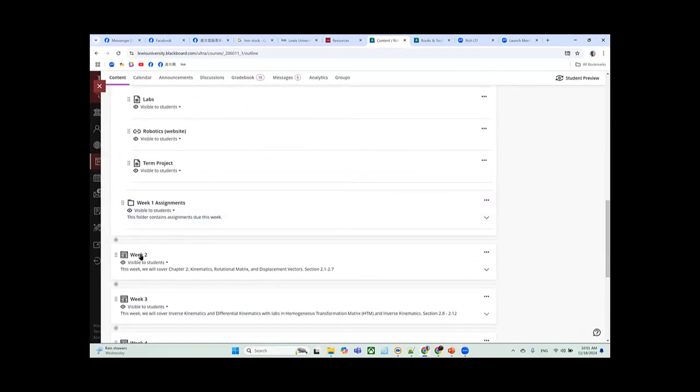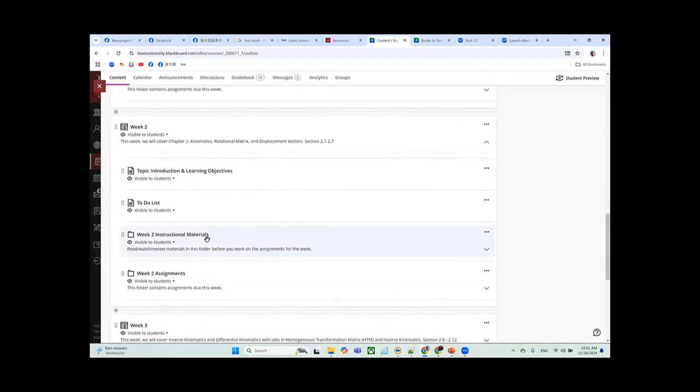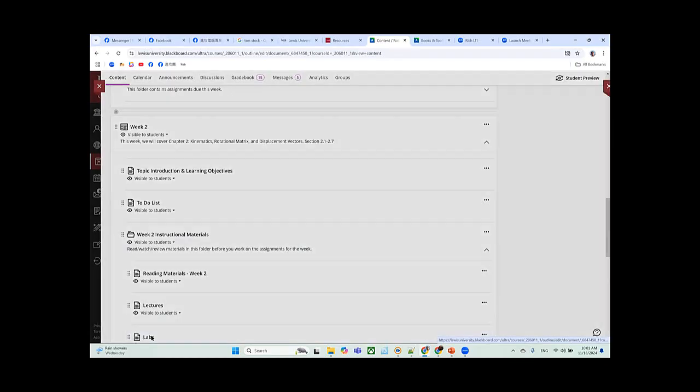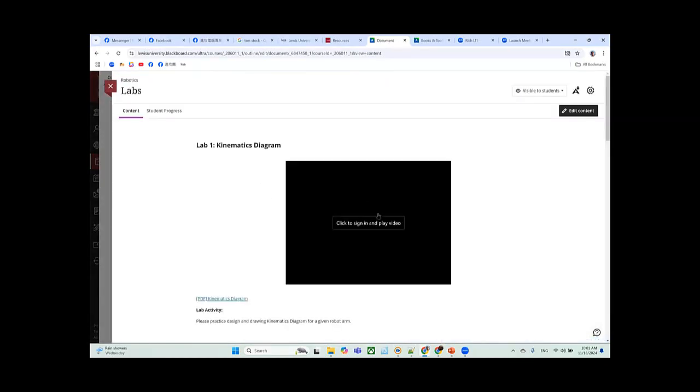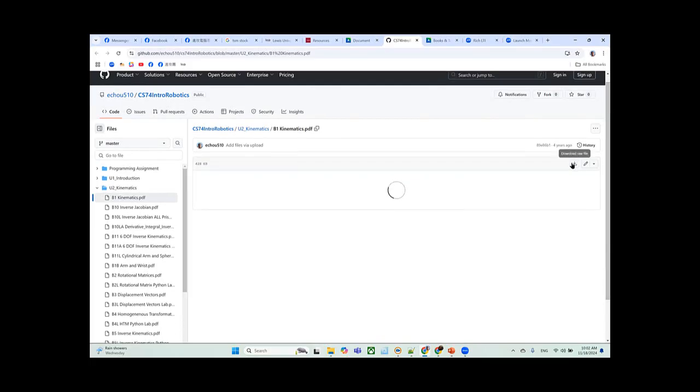And the kinematic diagram: many students did not provide a kinematic diagram. They just gave me some sort of routing of the points. It's not a kinematic diagram. So here we have a whole lab on the kinematic diagram. We already teach you how to do it. You can download it. I show you how to download it. Just click this one. You can download the PDF files.